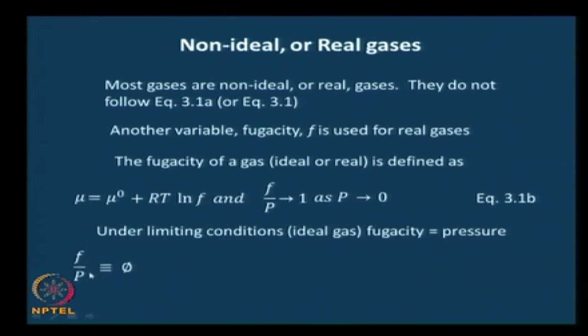This F by P is an interesting quantity, and let us define it as a separate quantity here, indicated by the letter phi. We will call this equation 3.1c, and phi is actually called the fugacity coefficient. F was fugacity; phi, which is the ratio of F to P, is called the fugacity coefficient.